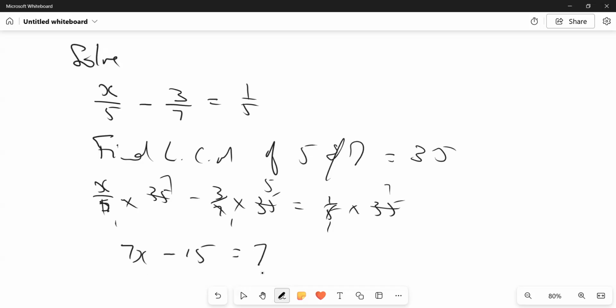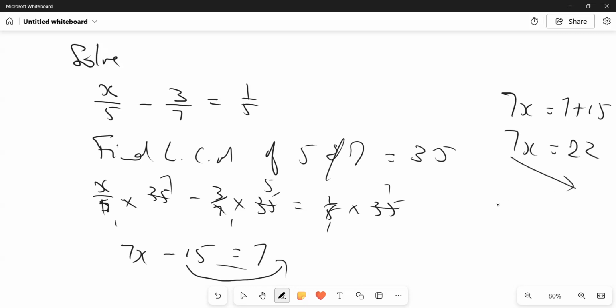So now this resembles something we know how to solve. We take the 15 over there, and it becomes positive 15. So you get 7x equals 7 plus 15, which is 22. Then you take the 7 down and you divide. You get x equals 22 divided by 7, so x equals 3 and 1/7.